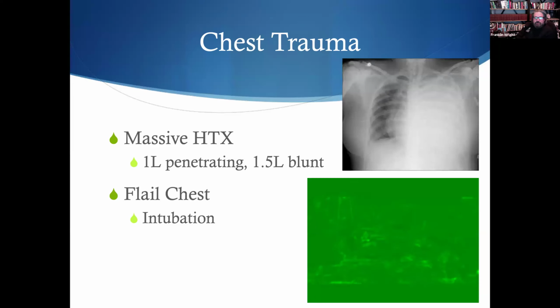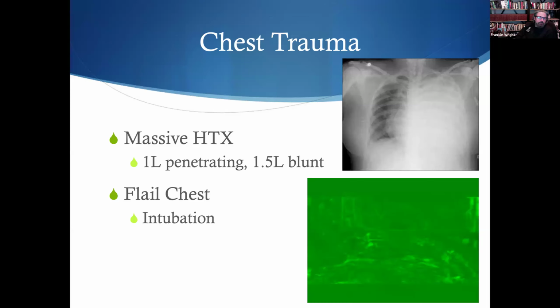Massive hemothorax is certainly life-threatening. The cutoffs I put are kind of our cutoffs for going to the OR. So the literature generally quotes once we drain about 1.5 liters out of the chest within a very short amount of time, we need to be in the operating room because that's bleeding that is not as likely to stop on its own and is often surgically correctable.